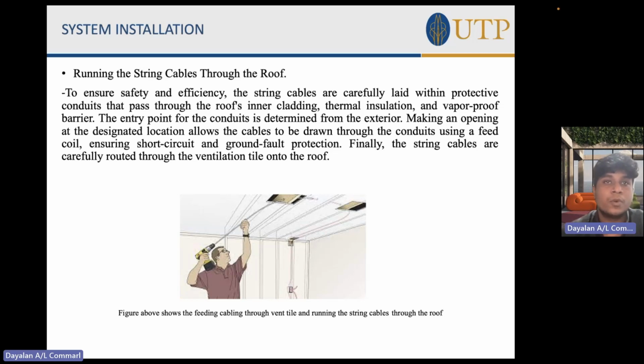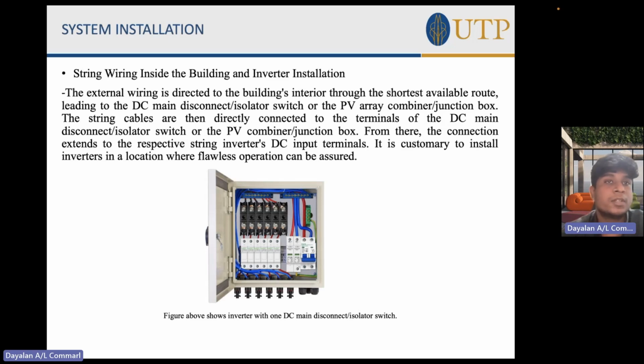To maintain aesthetics, the modules are positioned directly above the tiles, and the cabling remains discreet and invisible from the outside. Next, we have the string wiring inside the building and inverter installation. The external wiring is directed to the building's interior through the shortest available route, leading to the DC main disconnect isolator switch or the PV array combiner junction box. The string cables are then directly connected to the terminals of the DC main disconnect isolator switch or the PV combiner junction box. From there, the connection extends to the respective string inverter's DC input terminals.